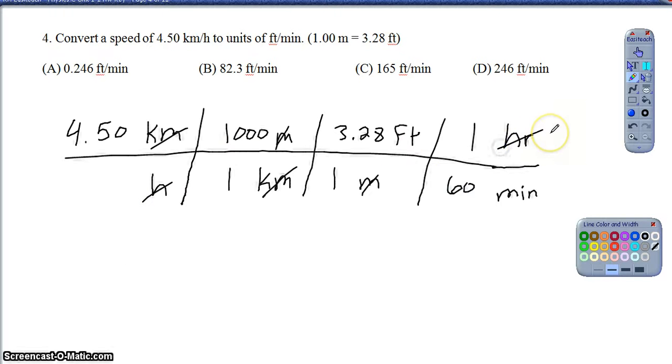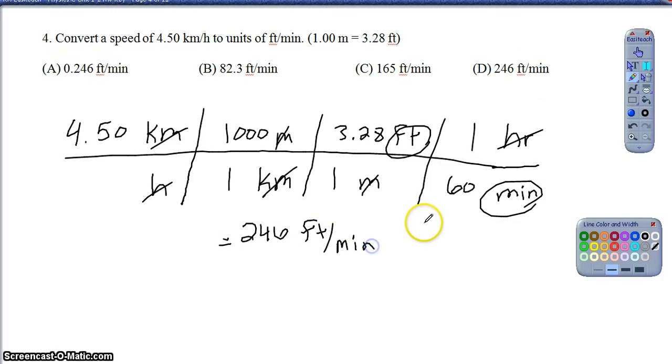Okay, so just setting this up and then solving it the rest of the way out. So at this point, all I do is I multiply across the top. So 4.5 times 1,000 times 3.28, and then I divide it by 60. So when I do that, I get about 246. So I end up with 246. Again, looking at my units that are left, I've got feet over minutes, which is what I wanted. So 246 feet per minute, which, hey, that's one of my options, so that's a good thing, right?